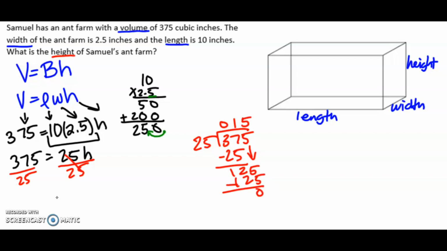So that means my missing height for Samuel's ant farm would be 15, and we're using inches everywhere else, it would be 15 inches. We don't say cubic inches because we're not talking about volume. All we're talking about is the missing height. So that would be my answer for this question. All right.